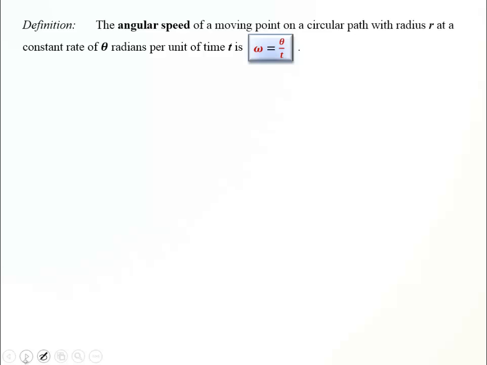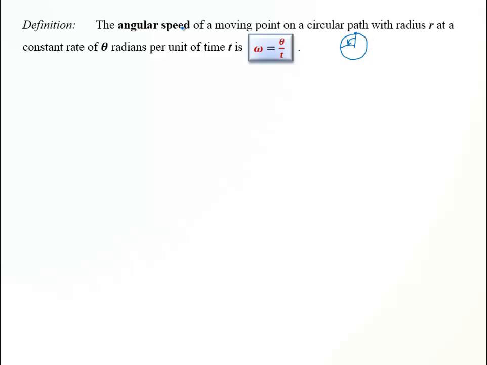Here we'll introduce an angular speed. Imagine that a point on the circle is moving. How fast is it moving in reference to the angle? That means how fast this angle is changing. That's what our interest is.